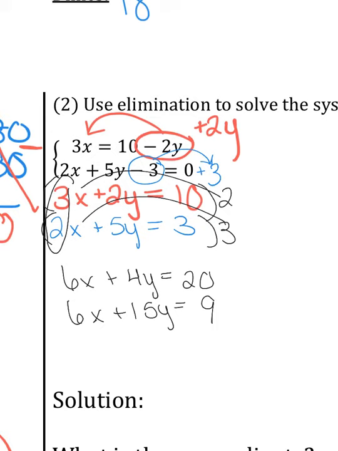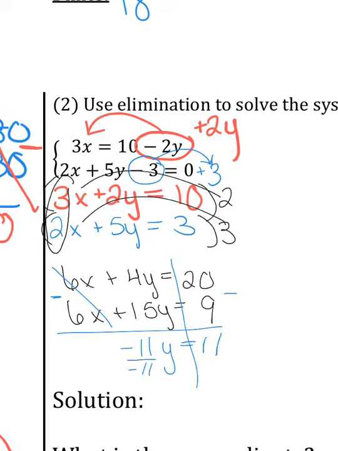Now I'll determine whether or not I'm adding or subtracting, and I will subtract in order to cancel out the x's. 4 minus 15 will be negative 11. Sorry, I had a little brain fart. And then 20 minus 9 is positive 11. And then I'll divide both sides by negative 11, and my y value is then negative 1.